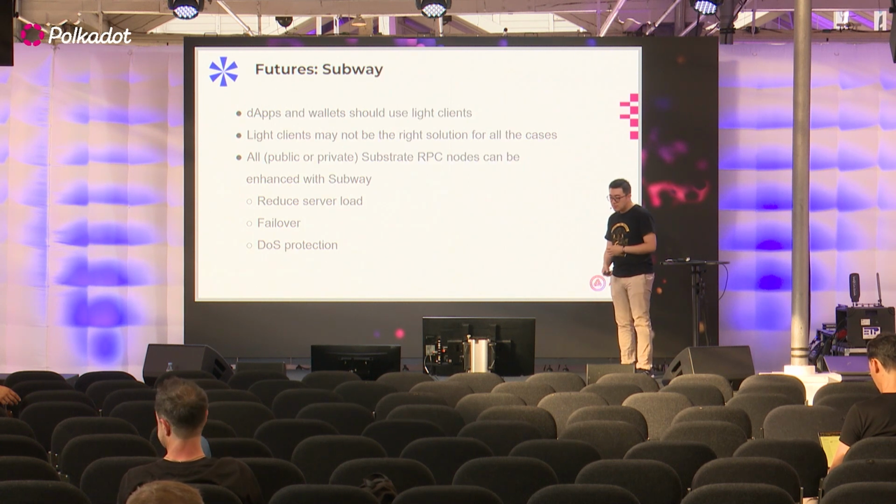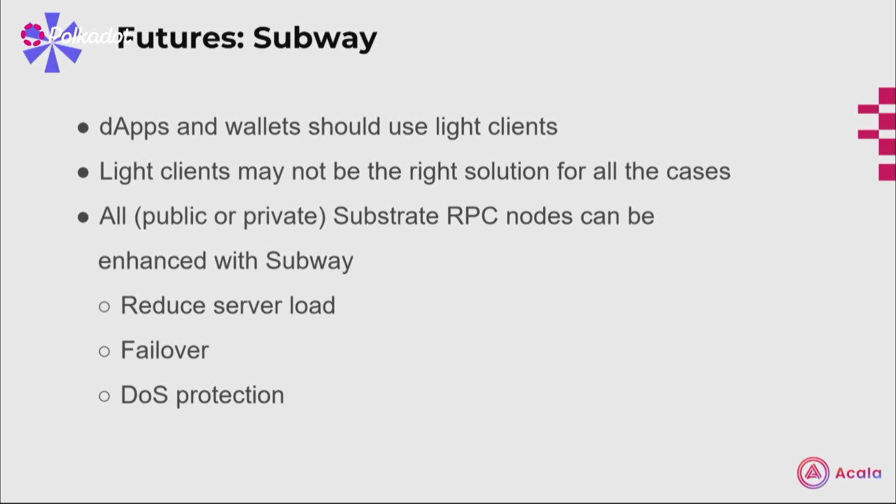Subway. So obviously, the future for dApps and wallets is definitely light clients. All the dApps and wallets should integrate light clients when they are mature and ready. But light clients are not a silver bullet for all use cases. They're suitable for many use cases, but not all, so we're still going to need some RPC nodes. For example, if you run your private instance or you want to scrape and monitor blockchains, you might want to use your own private RPC nodes, because light clients still have limitations.